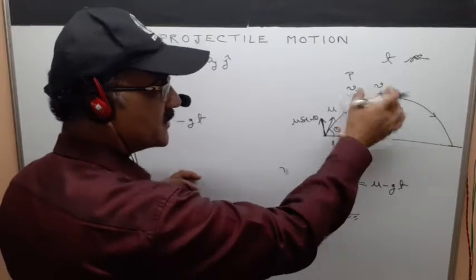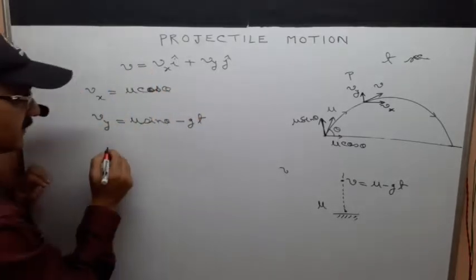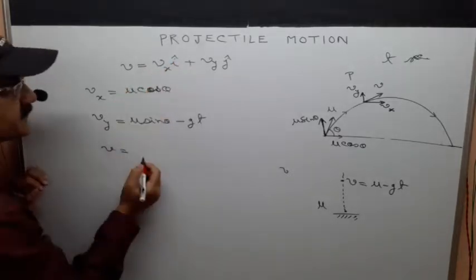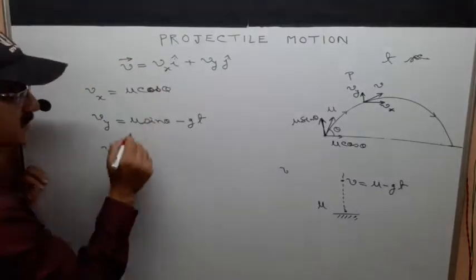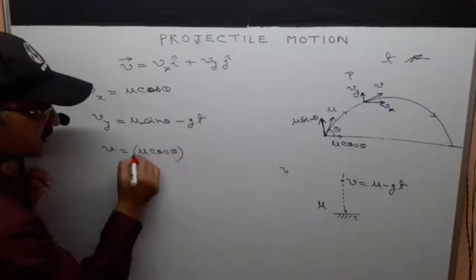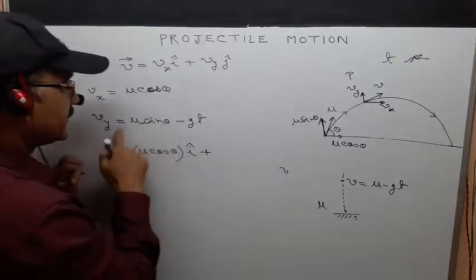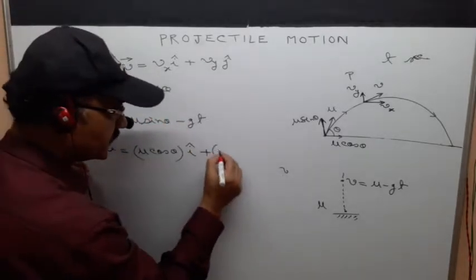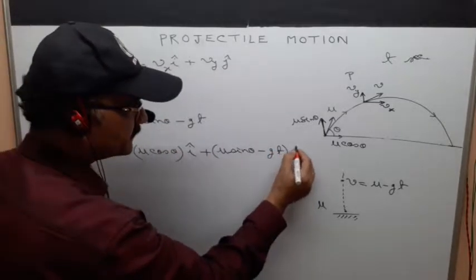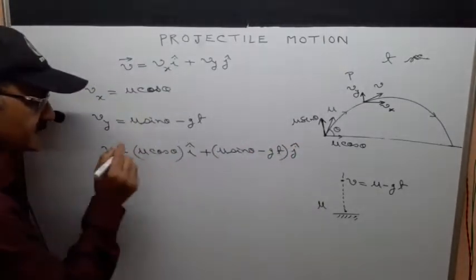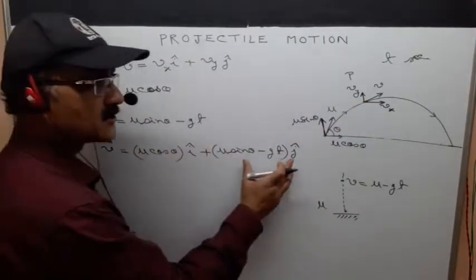So at this point, the velocity was v. We have made two components here. Vx we have found out to be this. Vy we found out to be this. So v will be this. Now I had written it in vector form, so I should write it in vector form here also. So Vx is u cos theta, so u cos theta i cap. I am putting a bracket to make it clearer. Plus Vy is this much, so (u sin theta minus gt) j cap. Right? So this is in vector form.